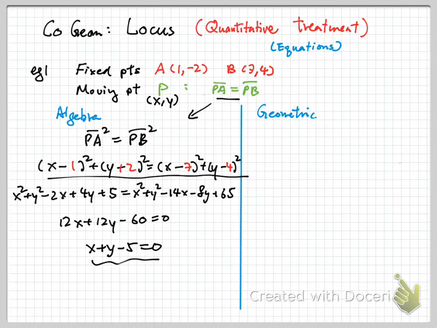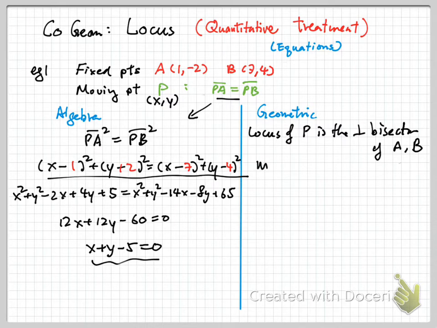Alternatively, we can do it with geometry, because we know from the qualitative treatment we did previously that the locus of P is the perpendicular bisector of A and B, alright? So we just find the perpendicular bisector of A and B using coordinate geometry. First, we need to know the midpoint of AB. Point A is 1 and minus 2. Point B is 7 and 4. So the midpoint of AB will be at 4, 1.